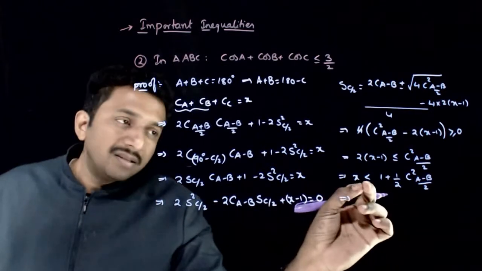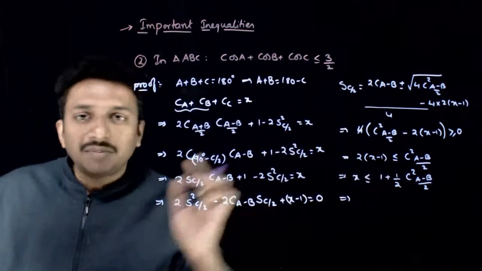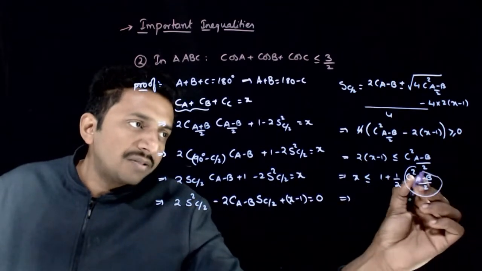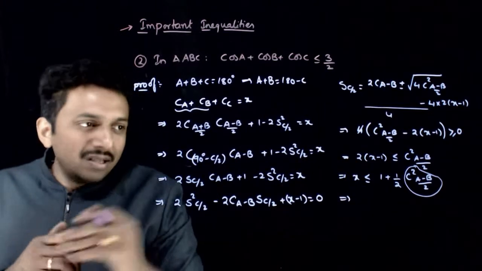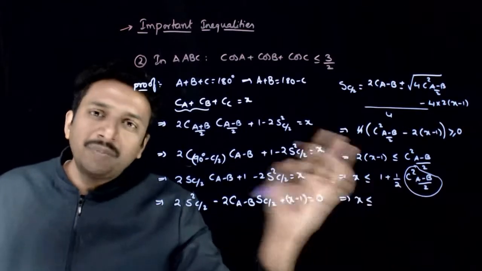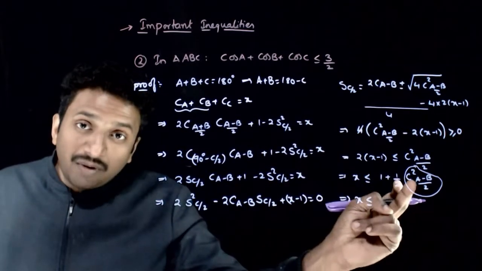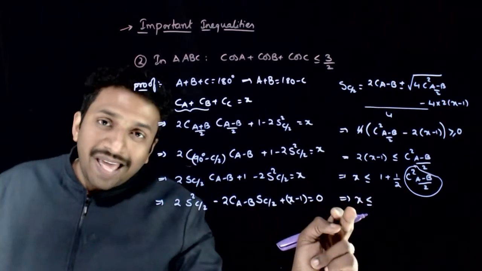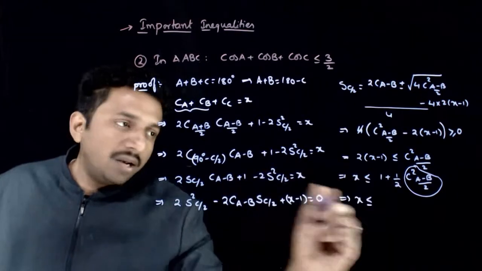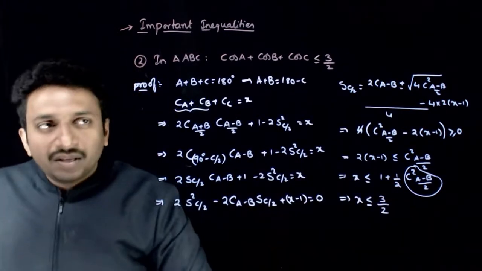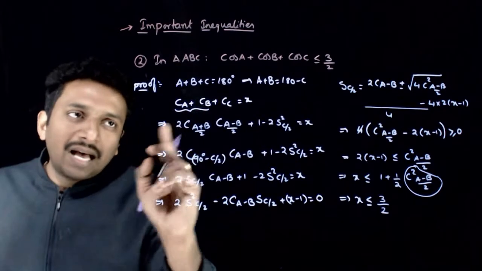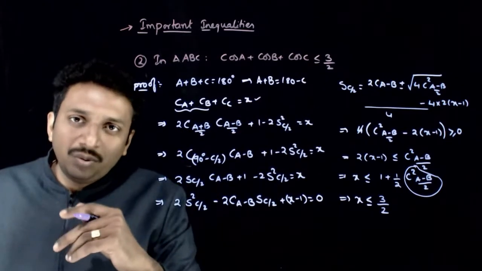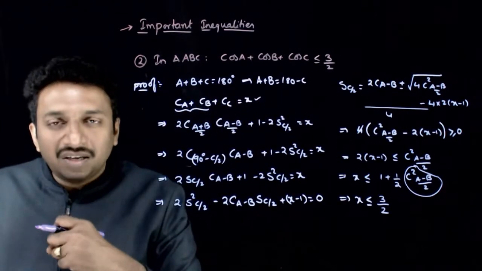So now if you observe this equation, depending on A and B, whatever you select for A and B, x will always be less than or equal to 1 plus half times cos square of (A minus B)/2. Now we know that the maximum value of cos square (A minus B)/2 is 1. Whatever may be the value of A and B, cos square (A minus B)/2 will always be less than or equal to 1. So x will always be less than or equal to 1 plus half into 1, which is 3 by 2. That means irrespective of what the angles are, cos A plus cos B plus cos C will always be less than or equal to 3 by 2. So that's how we prove this inequality.